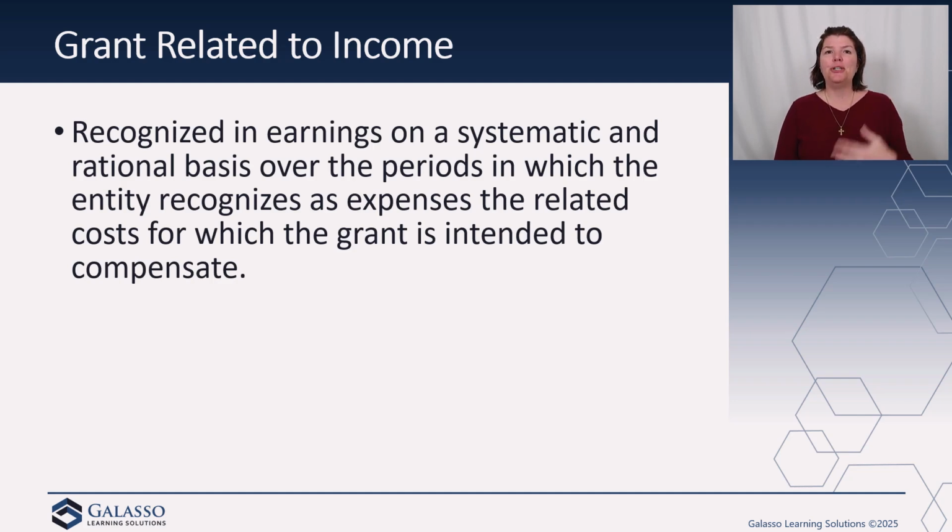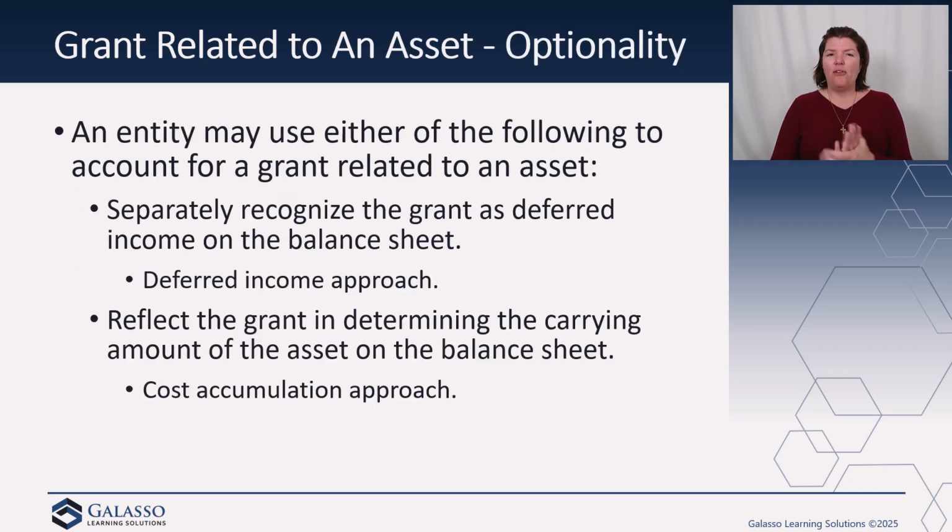Now, they don't use the term matching. A lot of people ask me questions about that. But specifically here, when we think about it, this can be a really interesting recognition. So it's recognized on a systematic and rational basis over the period in which they're incurring the related cost for this grant. For grants that are related to assets, we actually have two options for accounting. So instead of having one prescribed method, they actually give two different methods. One, in which you would separately recognize the grant as deferred income on the balance sheet, which is called the deferred income approach.